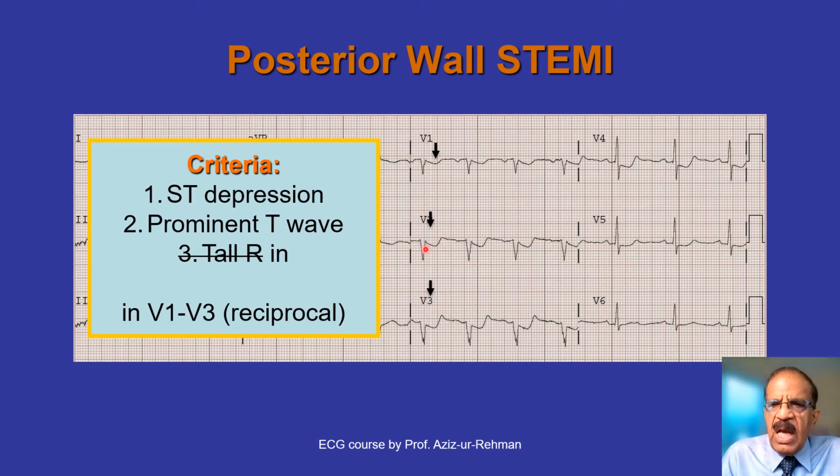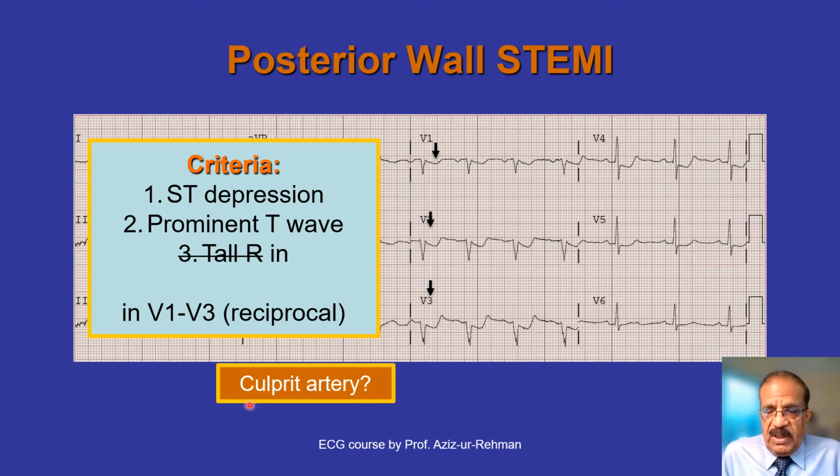So the criteria of posterior wall infarction are ST depression, prominent T wave, and tall R wave if this is slightly older, and in this case it is perhaps very acute phase, and you see these changes in precordial leads V1, V2, V3, and V4 in this case also. So these are the criteria of posterior wall infarction.